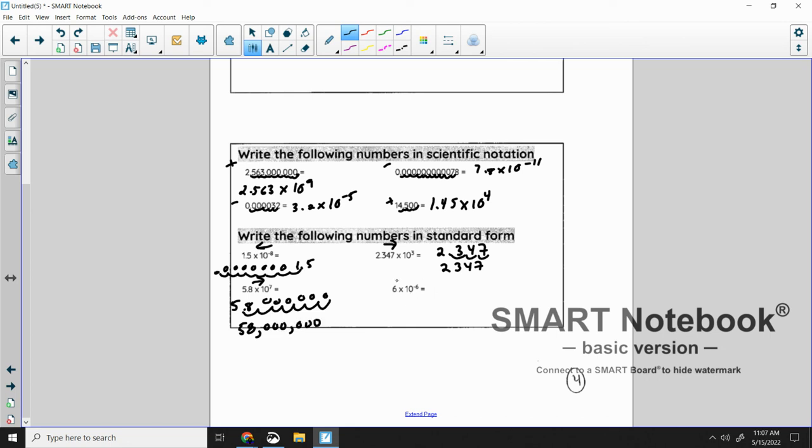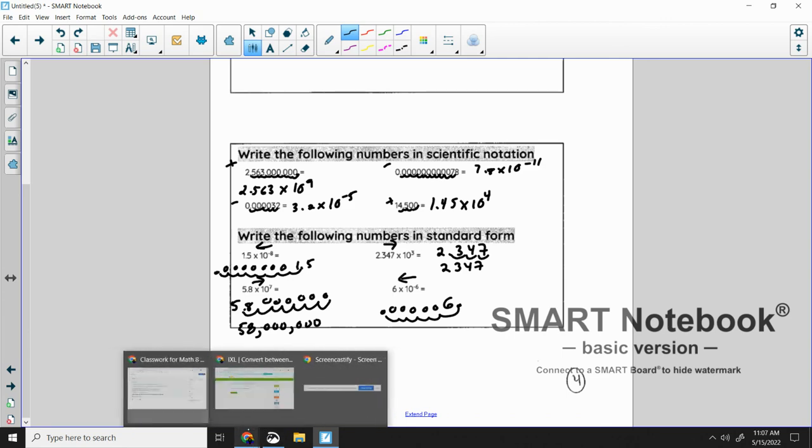And then this last one is negative. So I'm going to move the decimal to the left to make it a small number. So I take my coefficient 6 and move the decimal 1, 2, 3, 4, 5, 6 times. And fill in all the empty spaces with a 0. And that's how we do scientific notation.